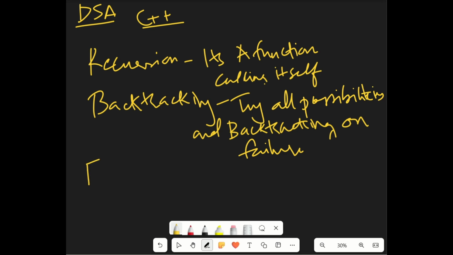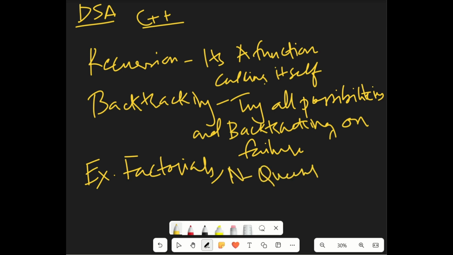And we have examples like factorial, N-Queens, and Sudoku solver. Okay, recursion and backtracking. Then we have dynamic programming.